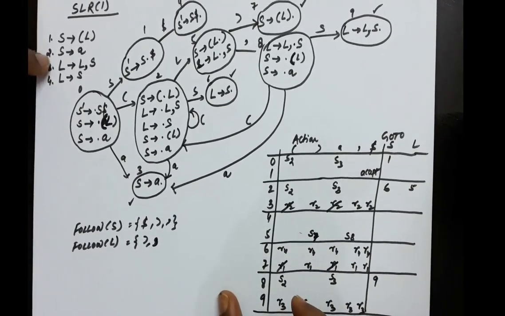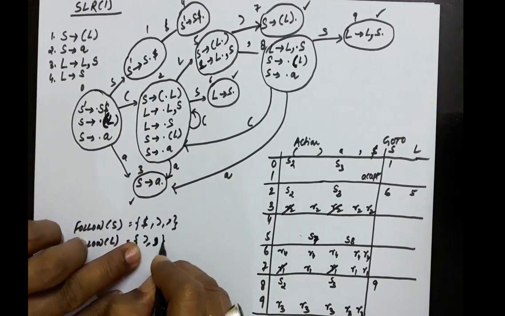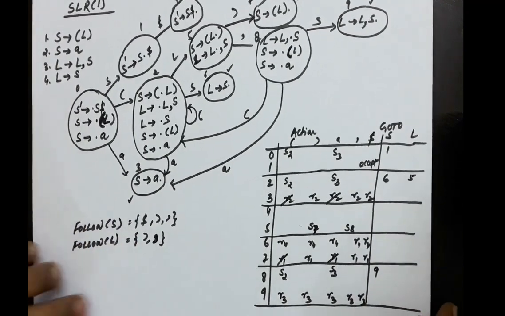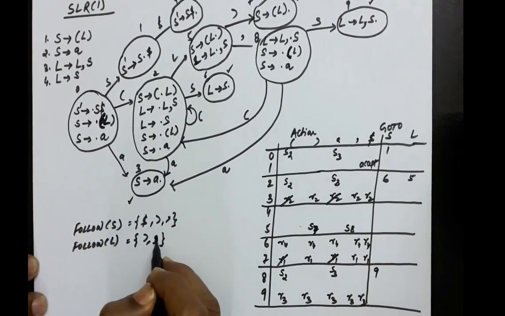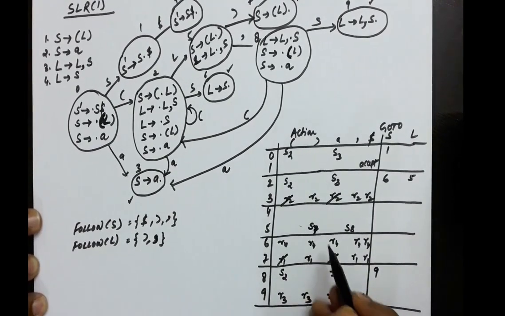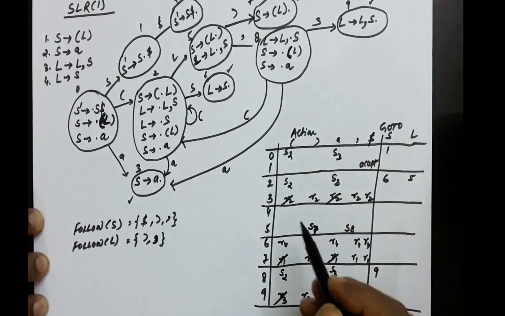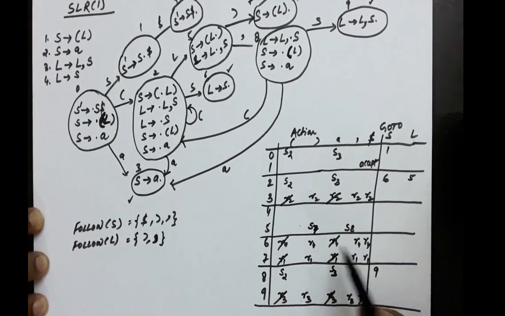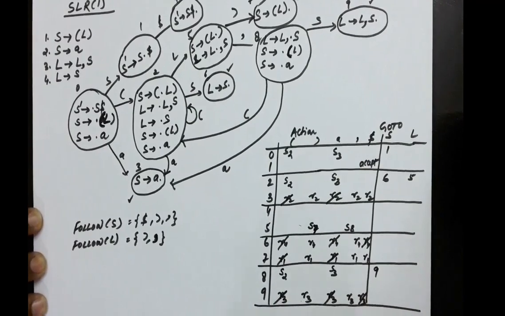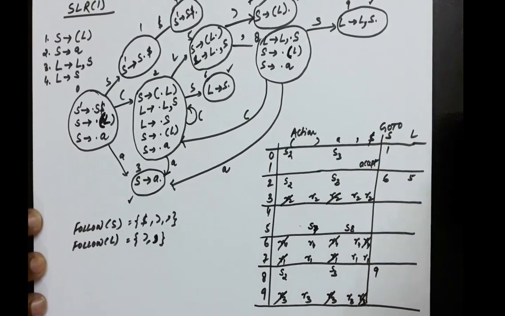For R3 and R4, for the third and fourth production, follow of L is closing parenthesis and comma. So you have written the R3 and R4 here. At opening it will not be there, at closing it will be there, at A it will not be there, at comma it will be there, and at dollar it will not be there. Similarly for R4 also. Fine. So we have made it as the SLR1 parsing table.